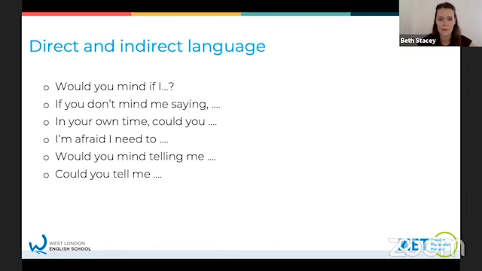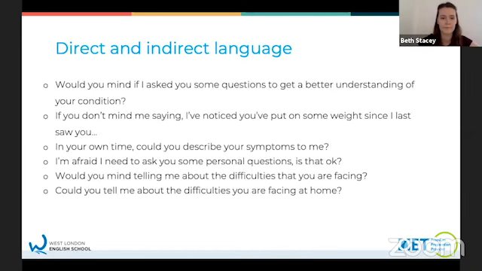And here are some options that I've got. Would you mind if I asked you some questions to get a better understanding of your condition? This is a really nice question to ask towards the beginning, just to, again, show that you're including the patient and that you're thinking about them. I mean, they have to say, no, I wouldn't mind, but it's nice to ask anyway.